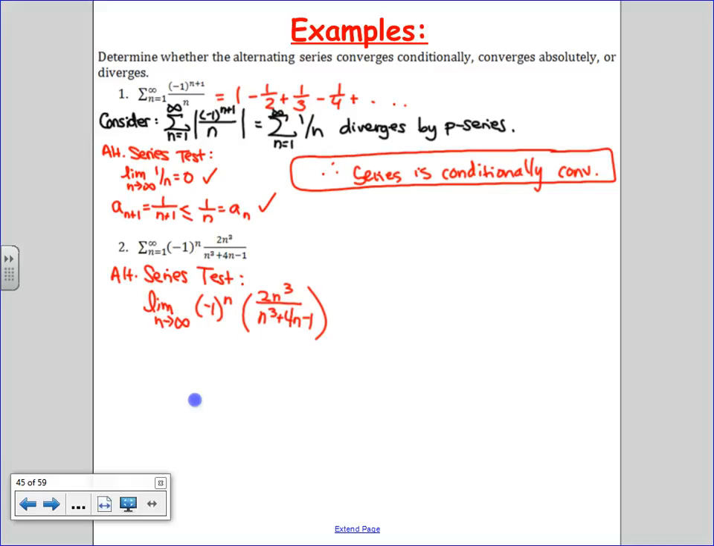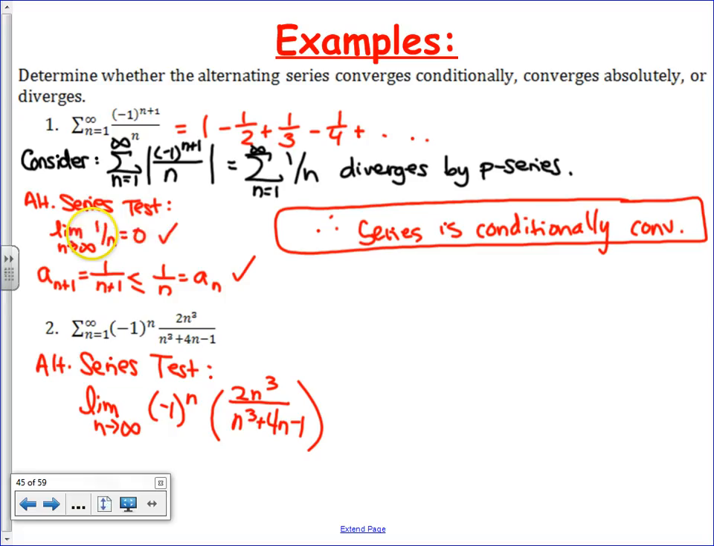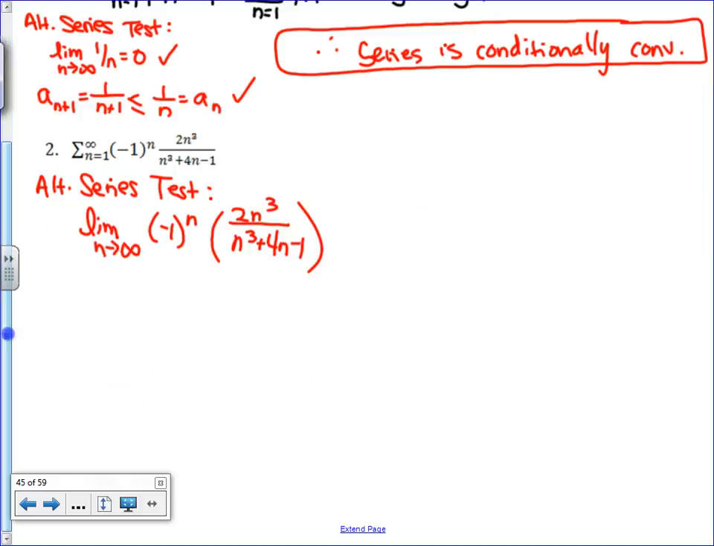Why does it diverge? What is the limit as n goes to infinity? Well, let me zoom in. This is just going back, forth, back, forth, back, forth. What is this going to as n goes to infinity? 2. And 2 does not equal 0.